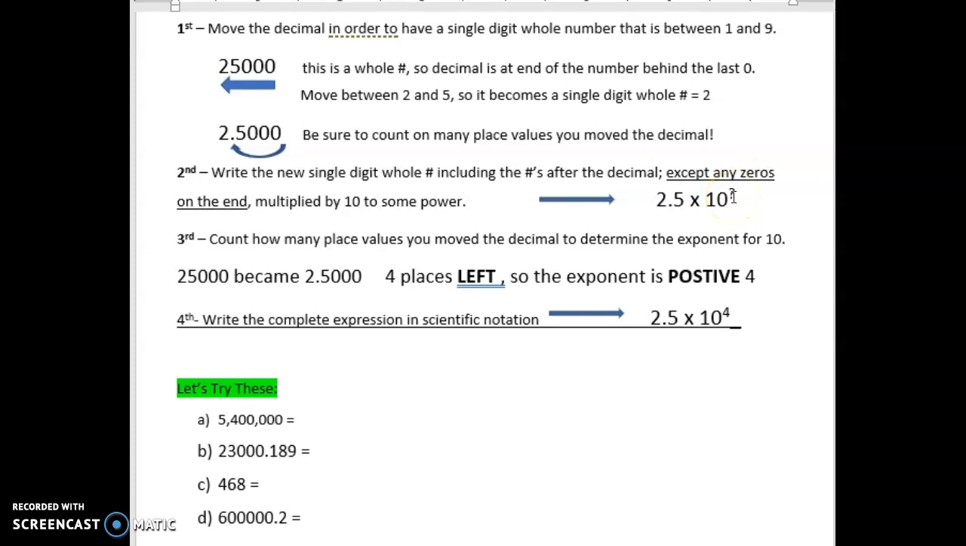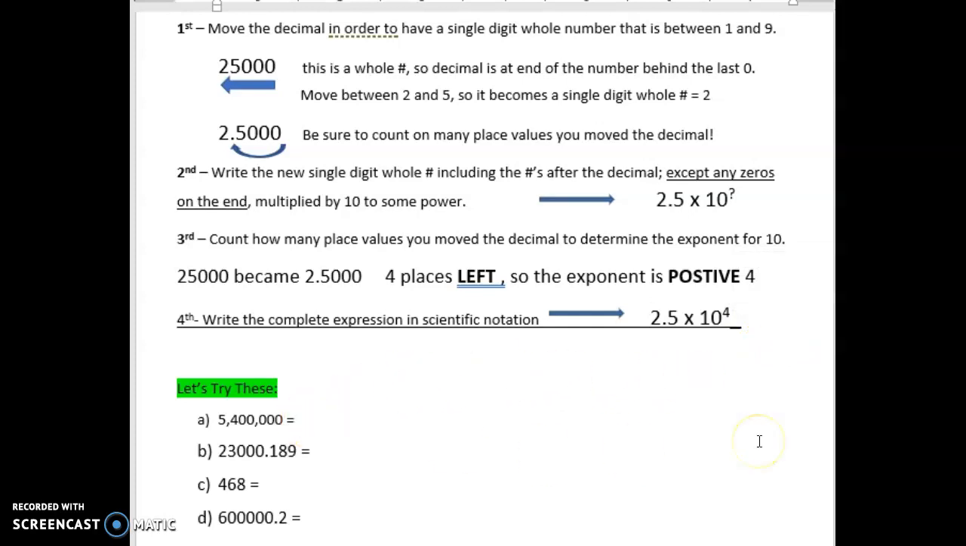a certain power. Now 25,000 has a whole bunch of zeros, and those zeros are just placeholders. So when we move the decimal to become a single digit number, you can drop those zeros off. So it just becomes 2.5 times 10 to a certain power. And remember I said to count how many times you had to move the decimal? Because we had to move the decimal 4 places to the left, we now know that 4 will be the exponent for 10. And so our full scientific notation expression will be 2.5 times 10 to the power of 4.